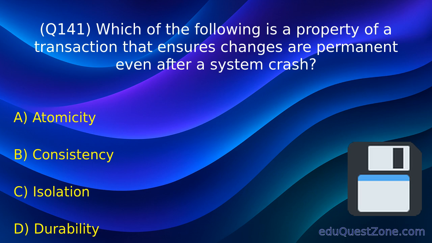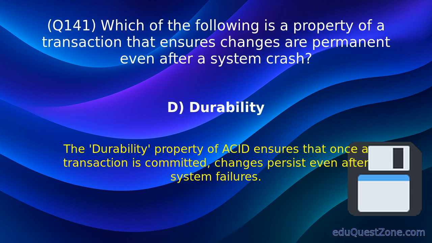Question number 141. Which property of a transaction ensures changes are permanent even after a system crash? Option D, durability. Durability ensures that once a transaction is committed, its effects remain permanent.